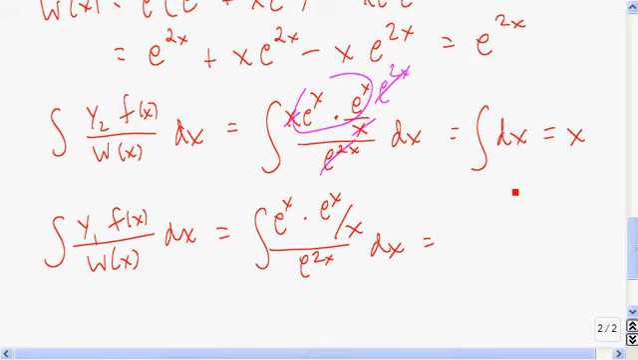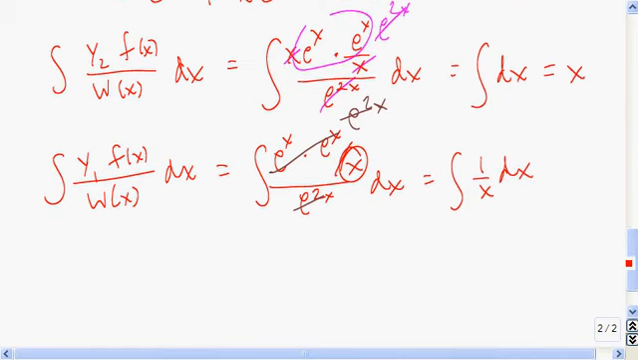So if you simplify this out, then these e to the x, that's e to the 2x again. So it's going to cancel out with the e to the 2x in the bottom. And so this is going to become the integral of 1 over x, because of that guy right there, dx. So again, taking the constant of integration to be 0, we get natural log of the absolute value of x.